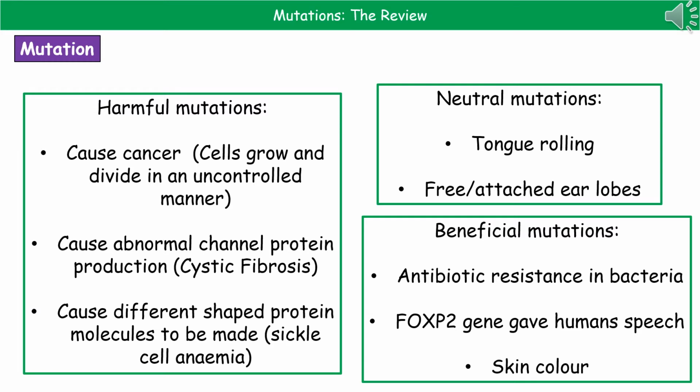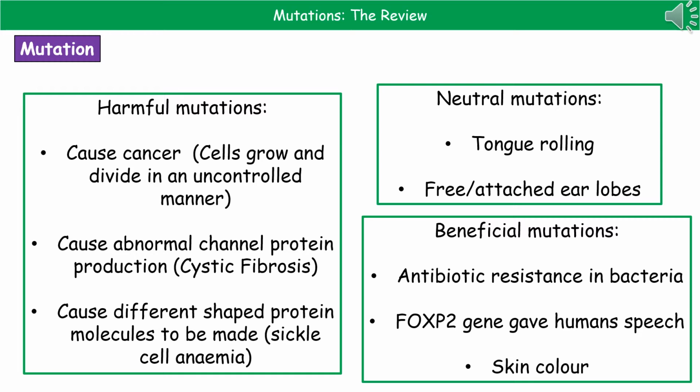If we consider harmful mutations first of all, they may cause cancer, where the cells grow and divide in an uncontrolled manner. They could cause abnormal channel protein production, like in cystic fibrosis, or they could cause different shaped protein molecules to be made, like in sickle cell anemia.